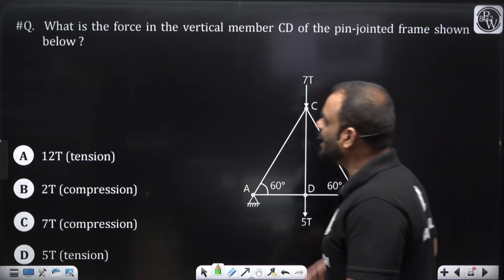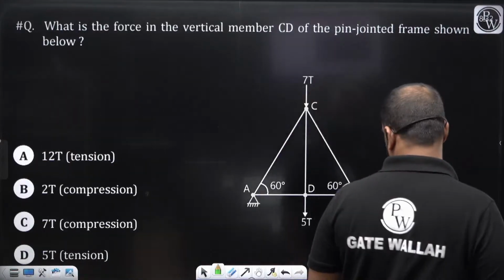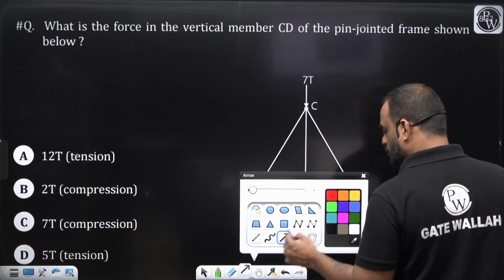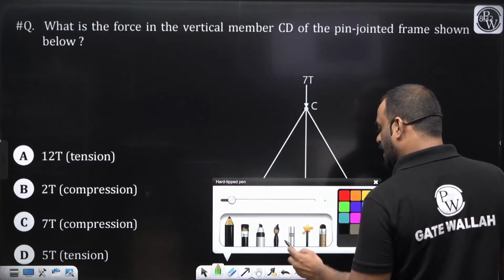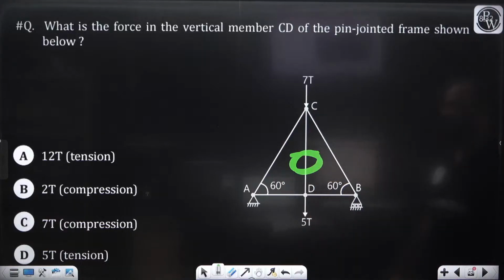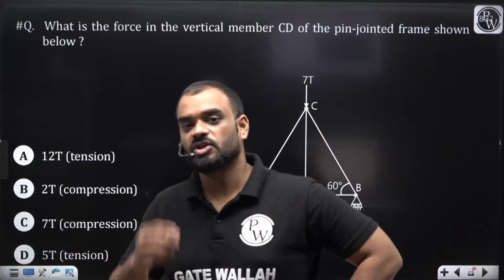Okay. Next question. What is the force in the vertical member CD? You can see here, guys, you need to find out the force in this particular member, which is CD. How can we find it out? You just need to consider joint D or joint C. That is your wish, whichever joint you want to take.